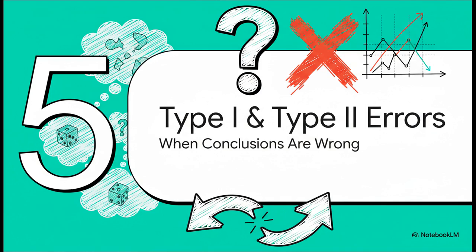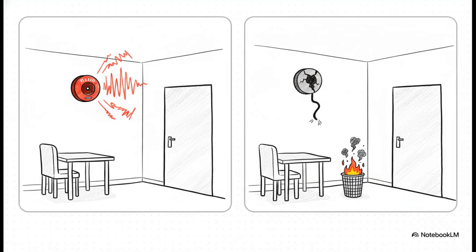But remember that careful language we just talked about? We use it for a very good reason. We have to acknowledge that even when we do everything right, our conclusion might still be wrong. It can happen. And statisticians have names for these potential mistakes. They're called errors. And there are 2 main types. A type 1 error is basically a false alarm. Think of a smoke detector going off when you just burned some toast. You rejected the null, you sounded the alarm, but you shouldn't have. A type 2 error is the opposite. It's a missed detection. Now there is a fire, but your alarm stays silent. You missed an effect that was really there.